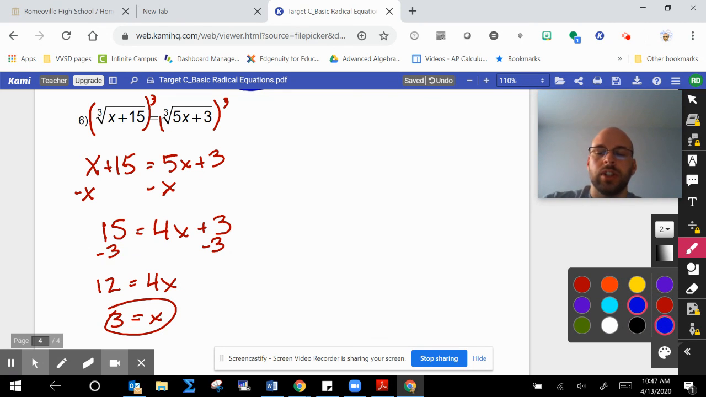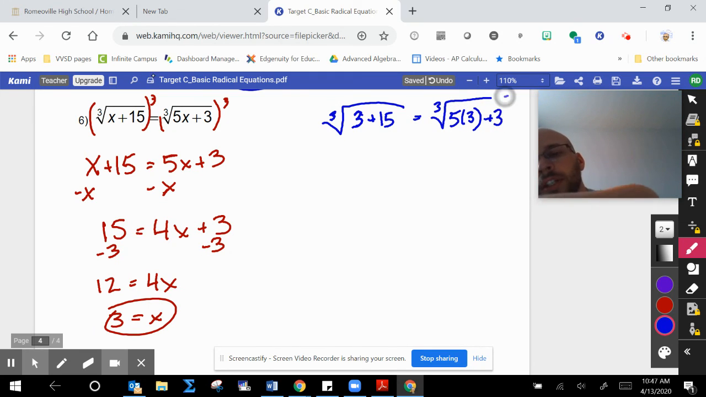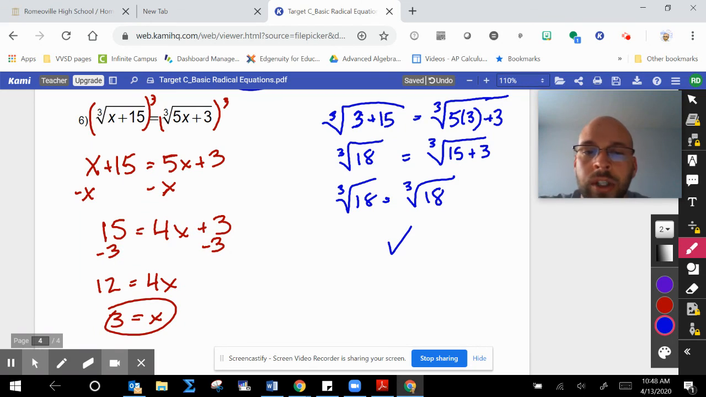So let's finish this off. Let's check our answer. I have the cube root of 3, so my variable had a value of 3, plus 15 equals the cube root of 5 times 3 plus 3. So let's see if we get the same thing here. I get the cube root of 18 has got to be equal to the cube root of 5 times 3, which is 15, plus 3. So the right-hand side, 15 plus 3, is 18. Notice the left and right-hand sides of my equation are balanced.